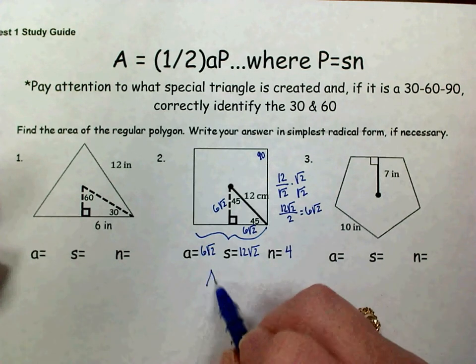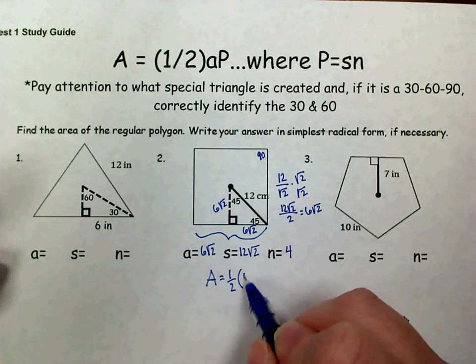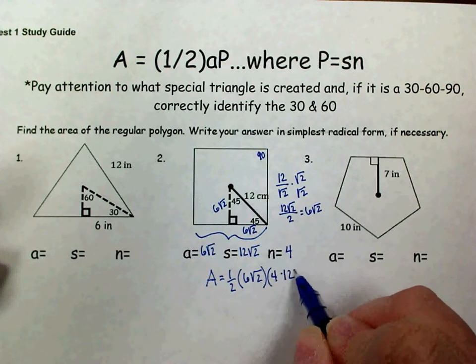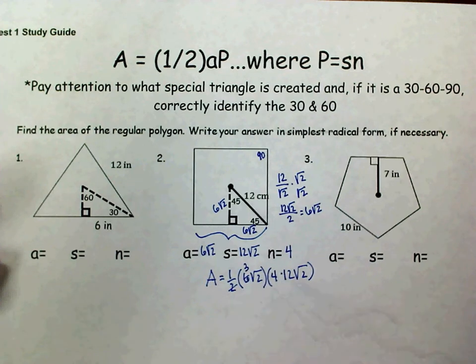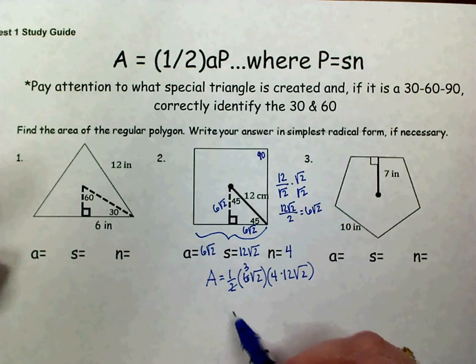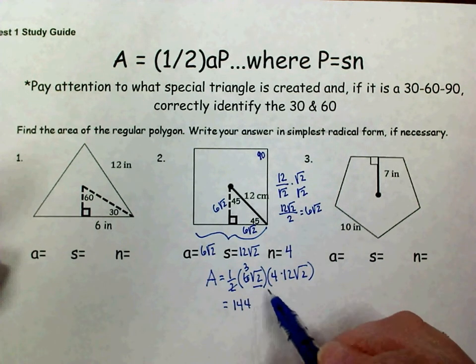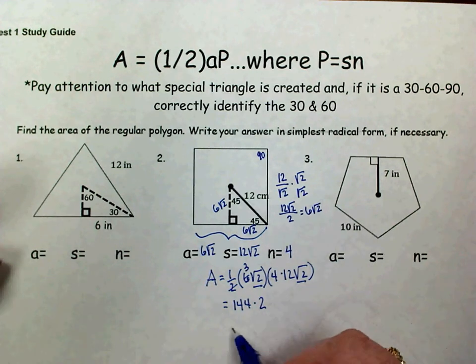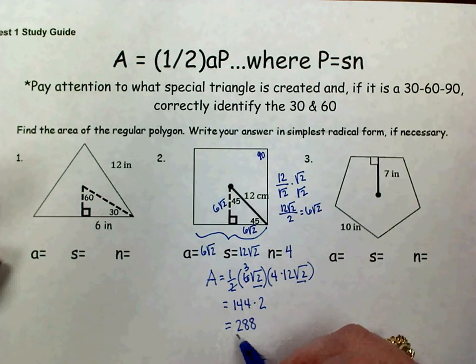So now if you're using your 1/2 apothem times perimeter formula, you have 1/2 times the apothem times the number of sides times the side length. So I know half of 6 is 3. 3 times 4 is 12. 12 times 12 is 144. Now, the square root of 2 is not just going to be in my answer because I have a square root of 2 times the square root of 2, which remember is just 2. So I have 144 times 2, which is 288, and my units were centimeters, so that's centimeters squared.